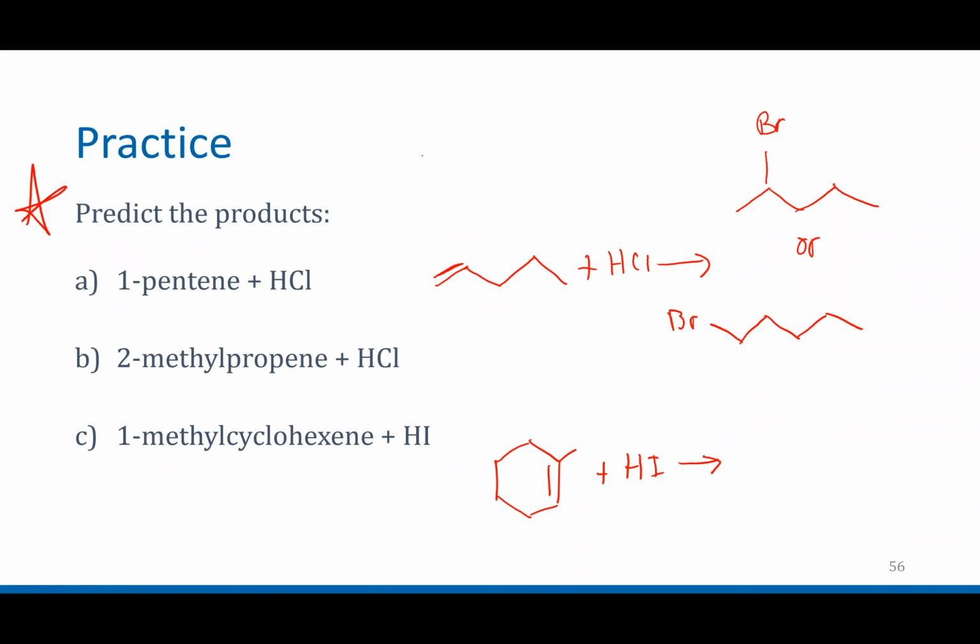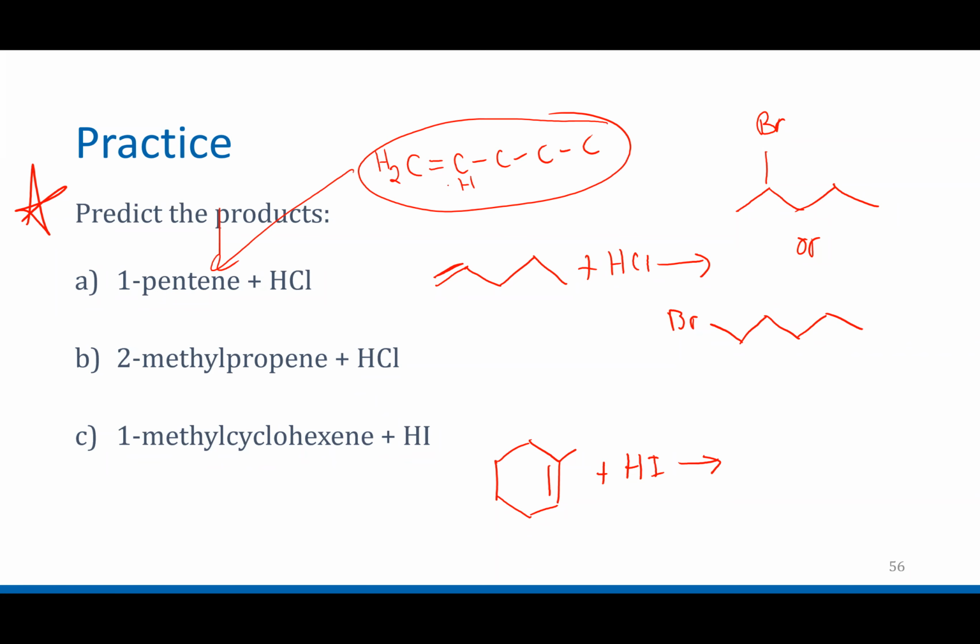Now, if you think about this molecule, 1 pentene, and you drew it like this, well, this carbon only has 1 hydrogen. This carbon would have 2 hydrogens because it's at the end of the chain. Remember, every carbon needs to have 4 things bonded to it. So this is 1 pentene.